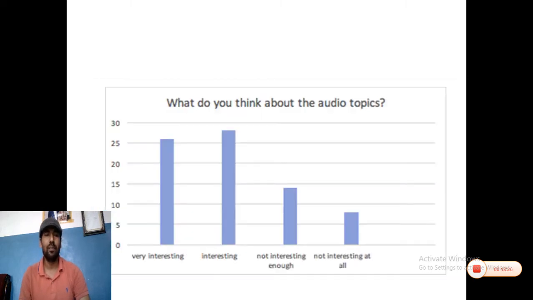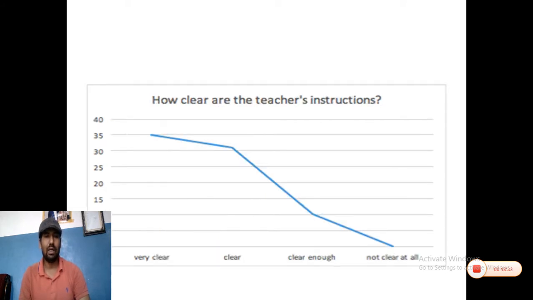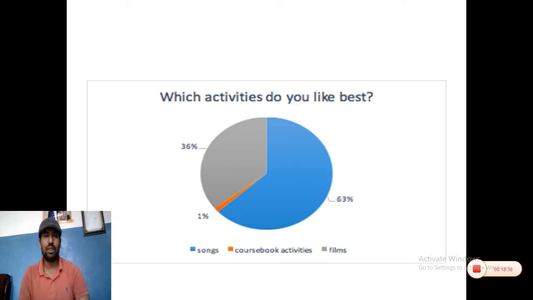So like this way. And that can be presented through the bar graph. You can see there, bar graph. Similarly, how clear are the teacher's instruction can also be presented in the bar graph. And which activities do you like best? That can be again presented in the pie chart.